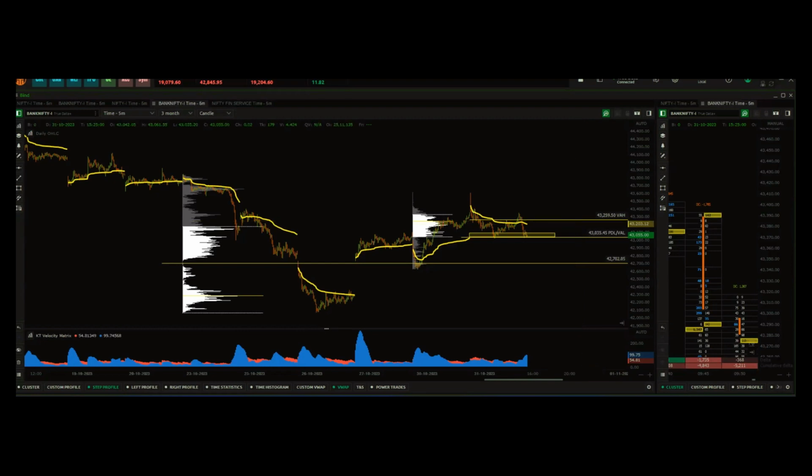Anyone else, any other questions? With this tool, can we make out where there are more SL placed? No, you cannot. These are my intraday VWAPs, session VWAP.